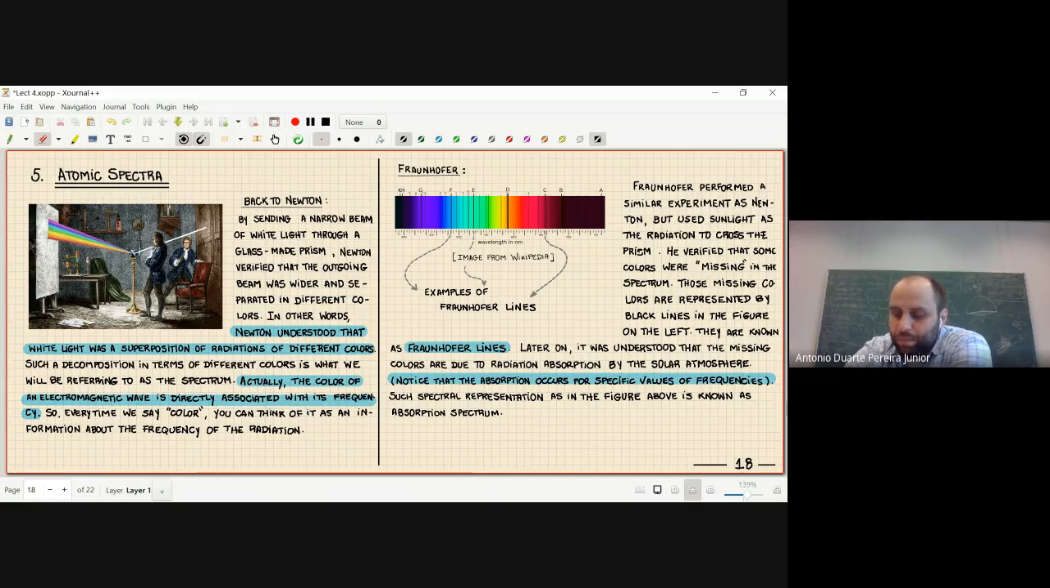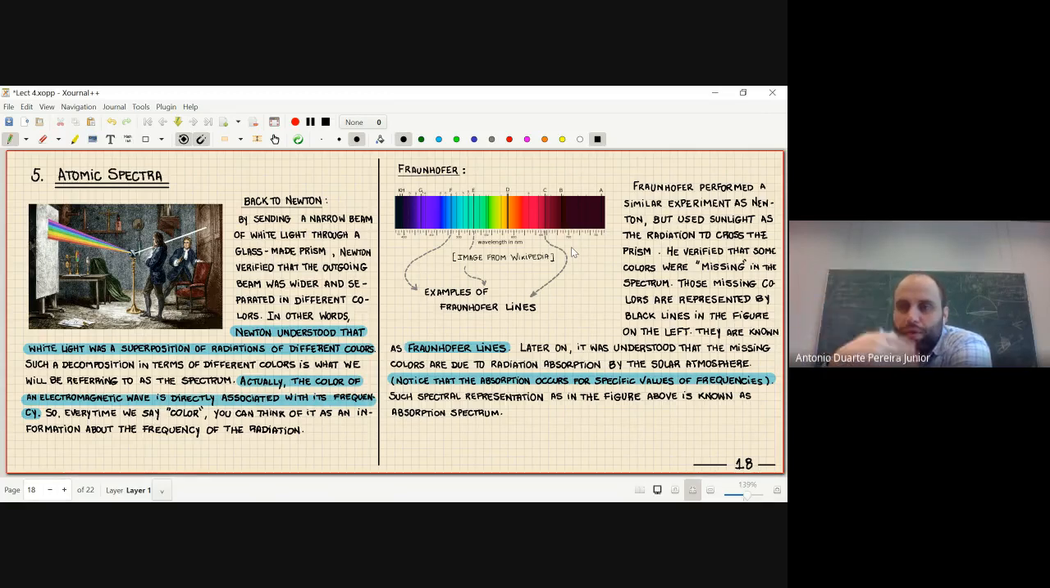Well, he did that, and he saw a result that was similar to Newton's, but with a very important difference. So what he verified was that some colors were missing. You see here that I have this spectrum going from these more violet colors towards red colors.